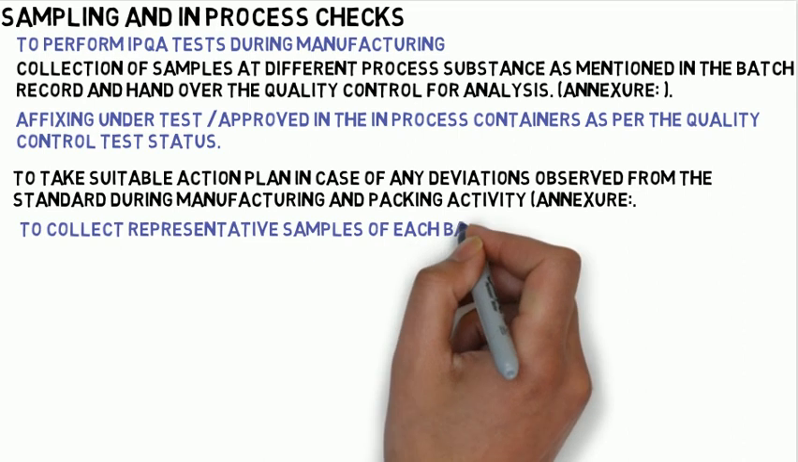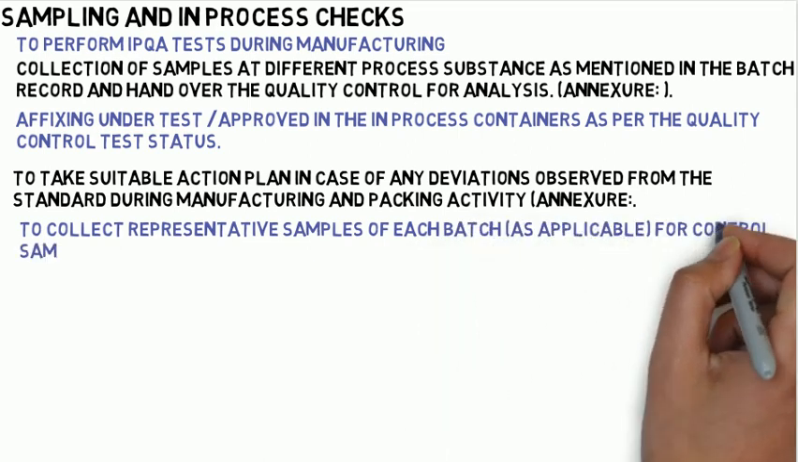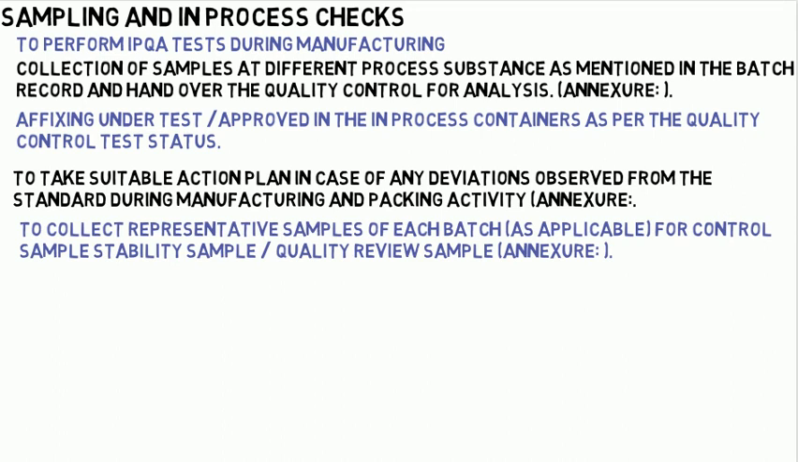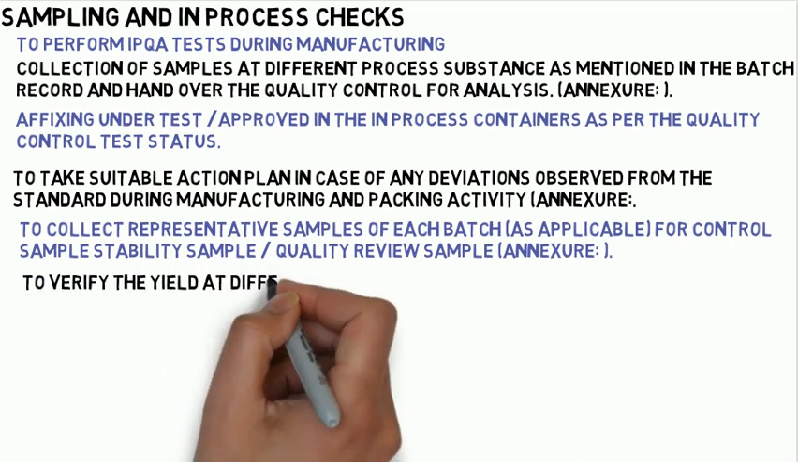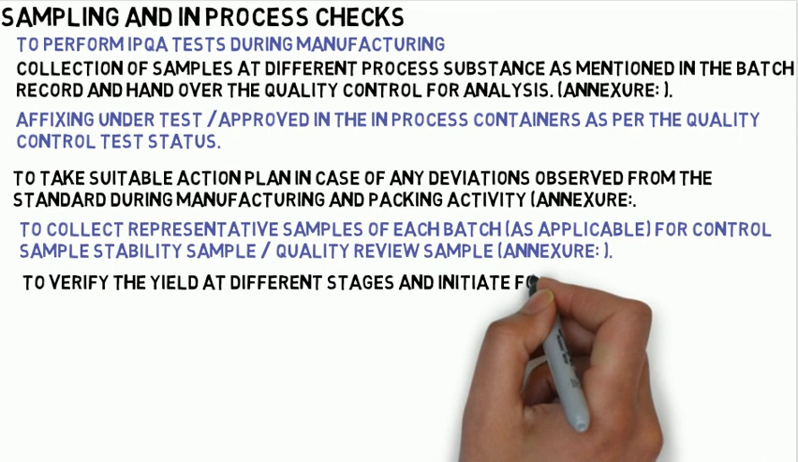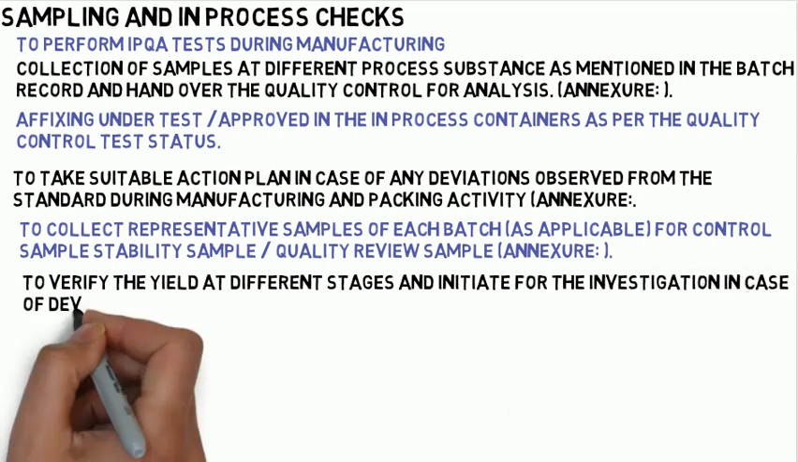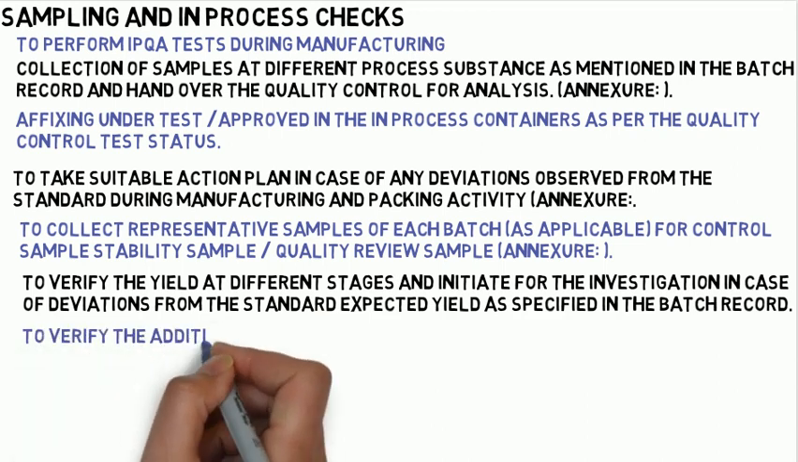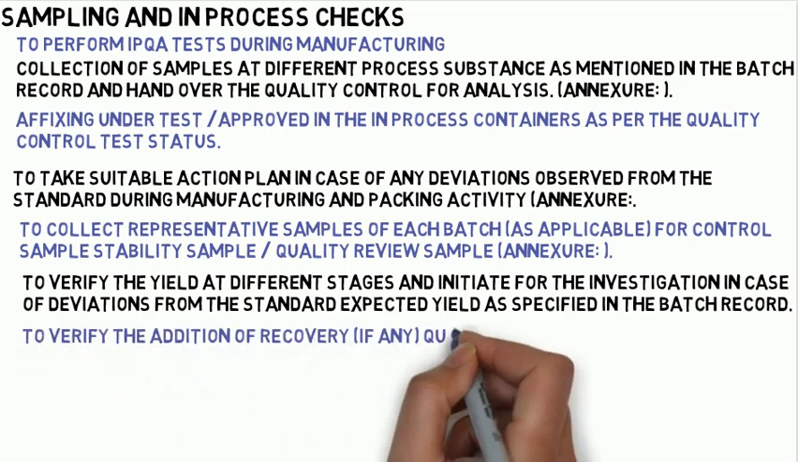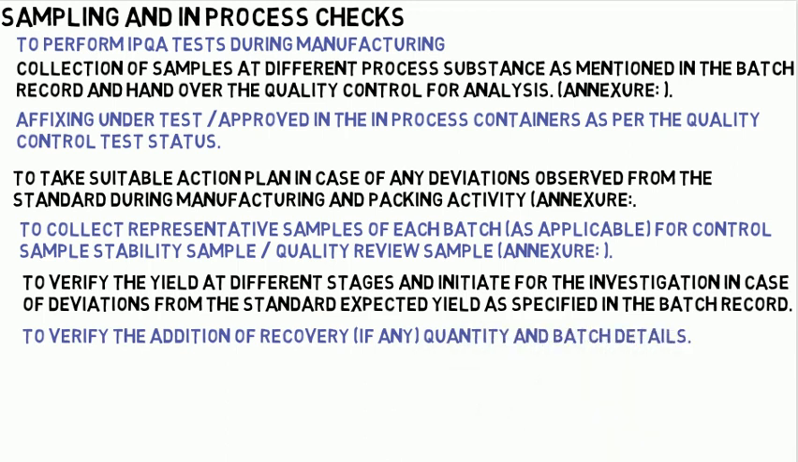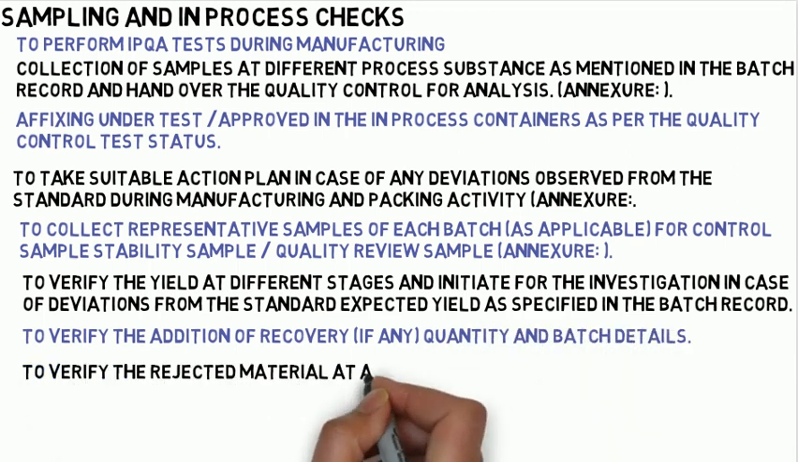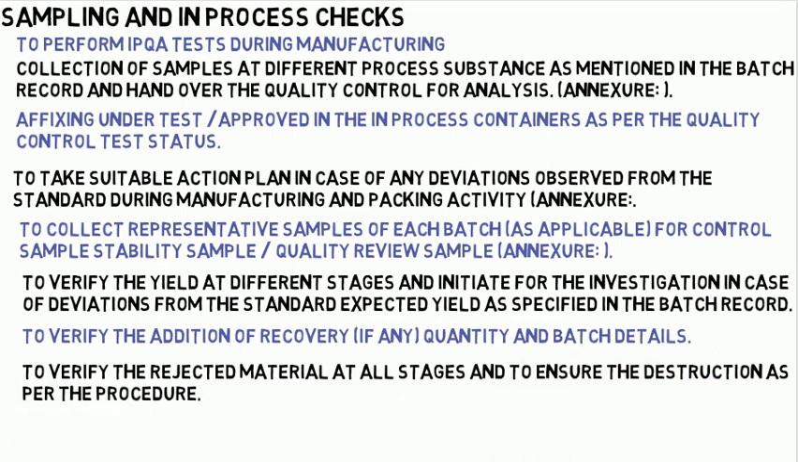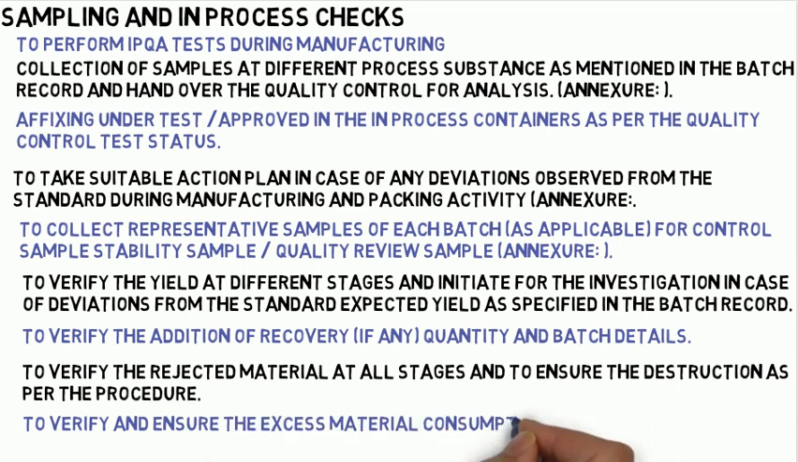Step 6. To verify the yield at different stages and initiate investigation in case of deviations from the standard expected yield specified in the batch record. Step 7. To verify the addition of recovery of any quantity and batch details. Step 8. To verify the rejected material at all stages and to ensure the destruction as per the procedure. Step 9. To verify and ensure the excess material consumption as applicable. Step 10. To verify and ensure the returned material status from production to stores.